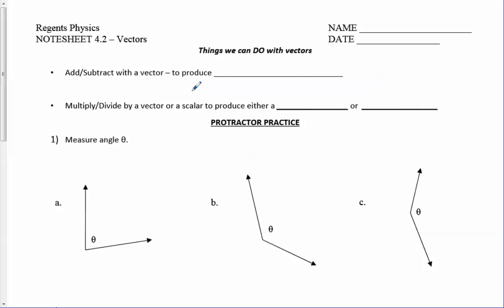So what we also want to be able to do is add and subtract vectors to produce what's referred to as a resultant. Just think of the resultant as the addition of two vectors. And we're going to represent that with the letter R, so it's going to be R vector. We can multiply and divide a vector by a scalar to produce a vector. Or, actually, let's get rid of this.